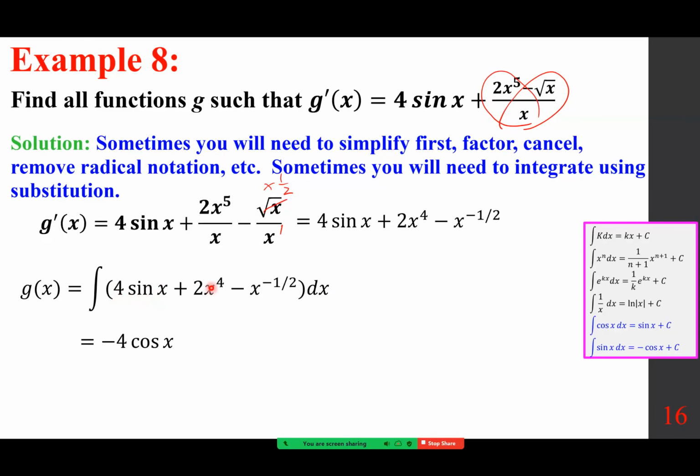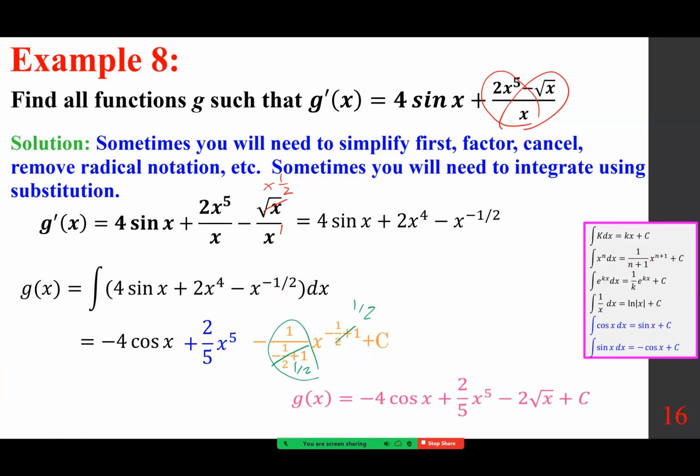So this one, you're going to say minus, and according to this formula, 1 over n plus 1. So 1 over negative 1/2 plus 1, x to the power of negative 1/2 plus 1, and a constant. This is positive 1/2. 1 over that makes it 2. So minus 2 x to the power of 1/2 or minus 2 square root of x. And of course, plus a constant, we are done.